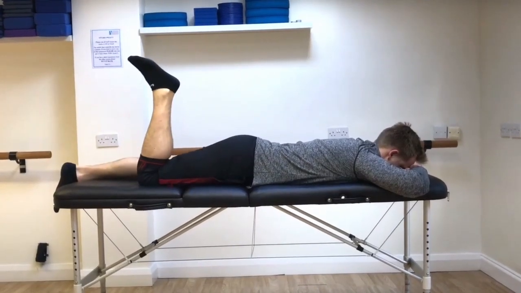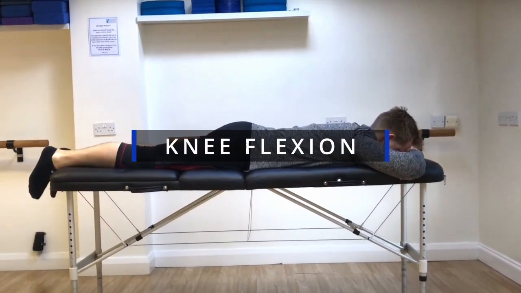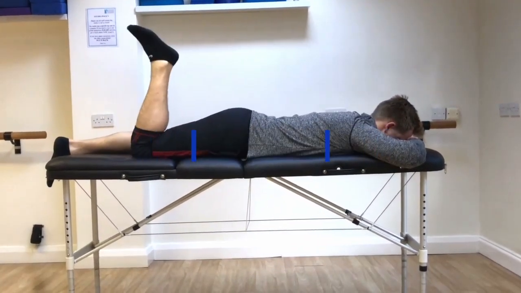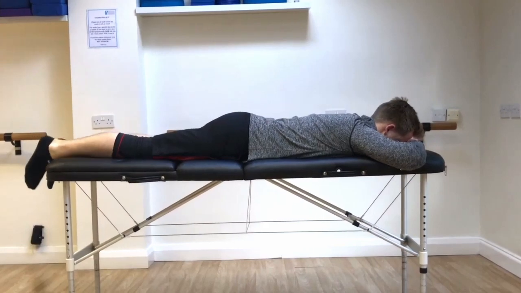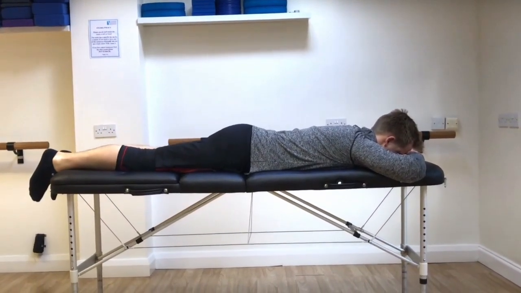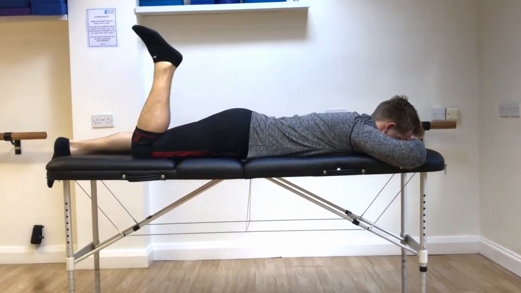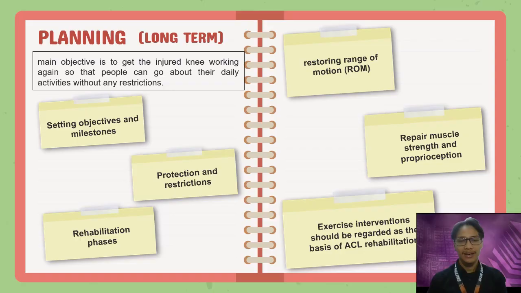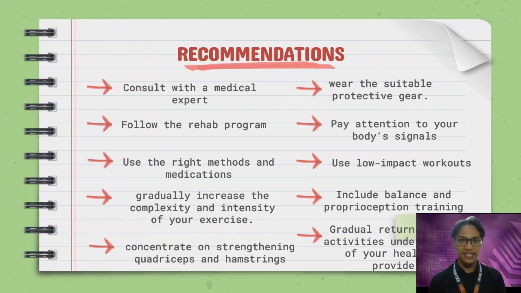Next exercise is knee flexion. First, lie on your stomach with your leg straight. Next, bend your injured knee and bring your heel towards your buttocks, and repeat 10 times. Next is the recommendation.